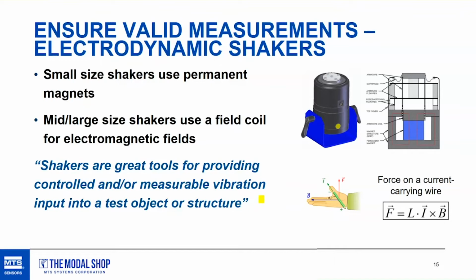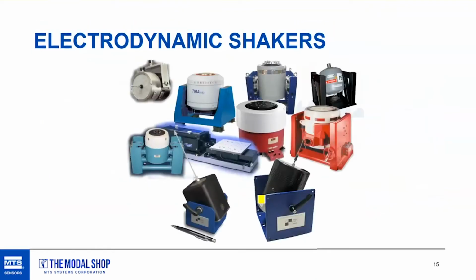And typically the small size shakers, they would use permanent magnets. As you go into a little larger shakers, we typically replace the permanent magnet with an electromagnet and an electromagnetic field. And if you look around, you'll see that electrodynamic shakers come in all sorts of colors and shapes.